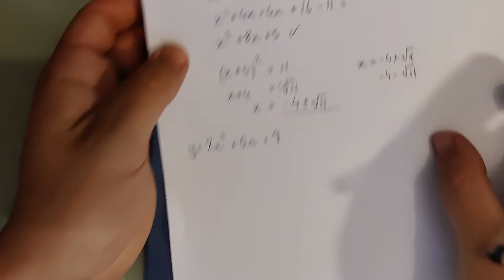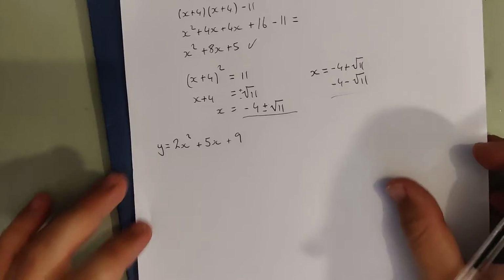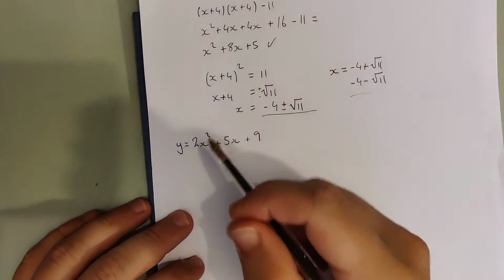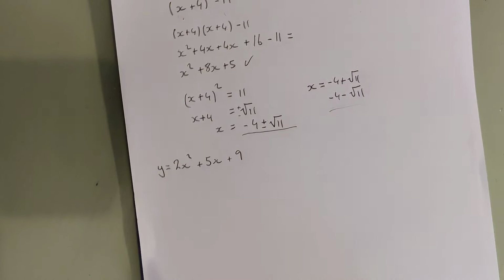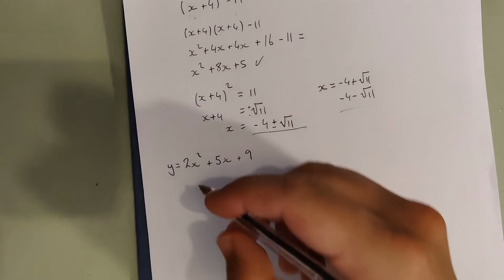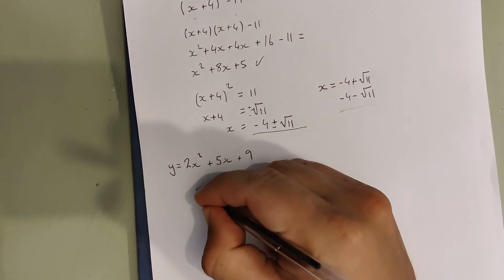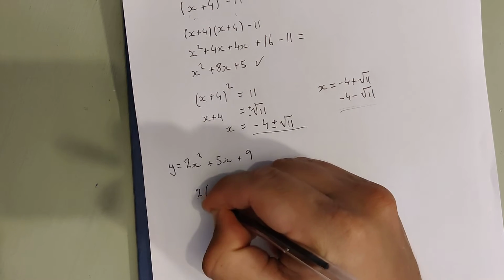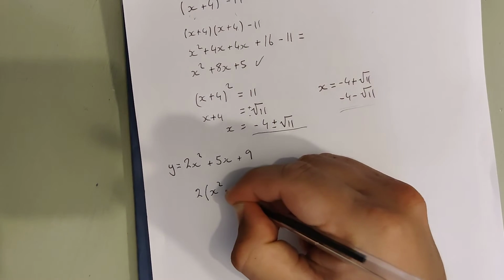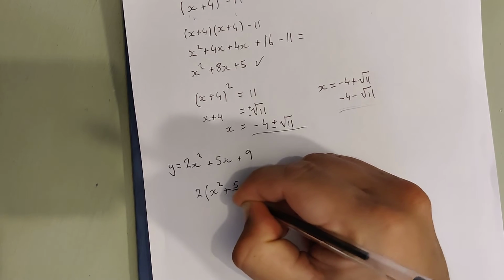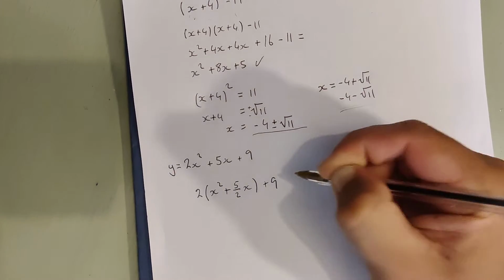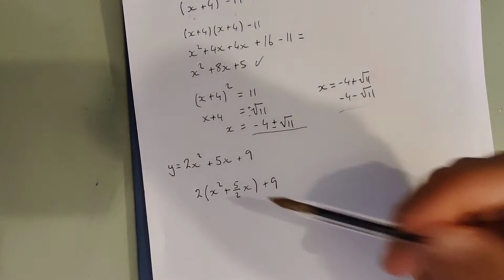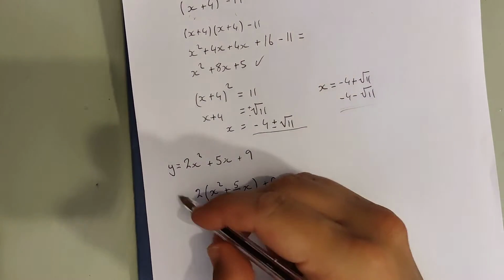Next one is slightly trickier because it's got a 2 in front of it. It's a similar thing, but you want to take the 2 out. So if we take the 2 out, we've got x squared plus 5 over 2 x, then we'll just add 9 at the end. So this is exactly the same thing, it just looks a little bit more complicated.